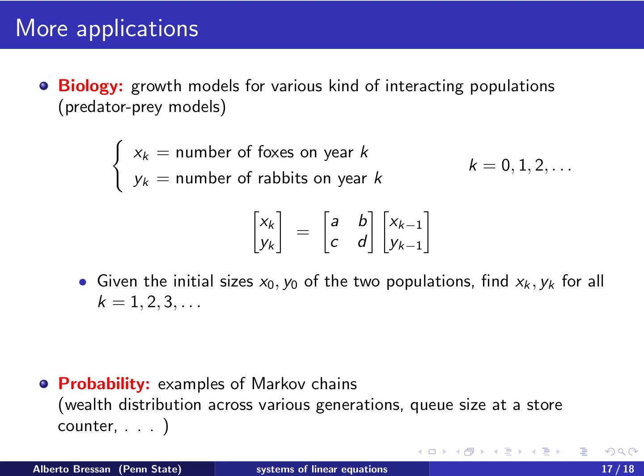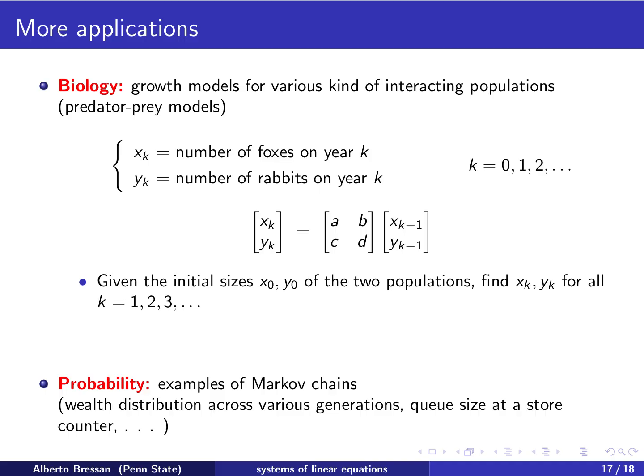Okay, so let me end by giving you some more applications, just like brief overviews of what these applications will end up into linear systems. Okay, so the first one will be applications in biology, growth models for various kinds of interacting populations. For example, the famous predator-prey model. Okay, so we can consider that xk, let's say number of foxes on year k, and yk will be number of rabbits on year k.